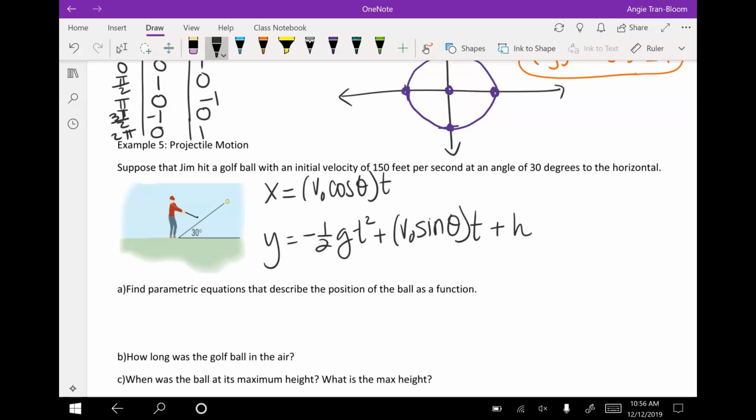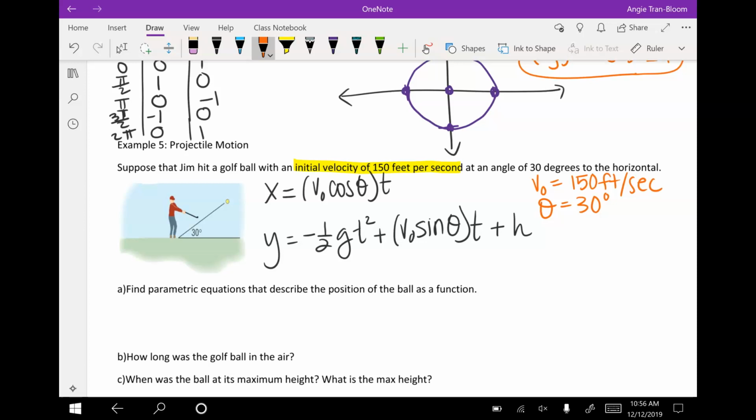For this question, suppose that Jim hit a golf ball with an initial velocity of 150 feet per second. So that is your v subscript 0, your initial velocity. Do we know theta? Theta is 30 degrees. Perfect. T represents time, and h represents the initial height. Do we have one for this golf question? No, because he's probably hitting from the ground.